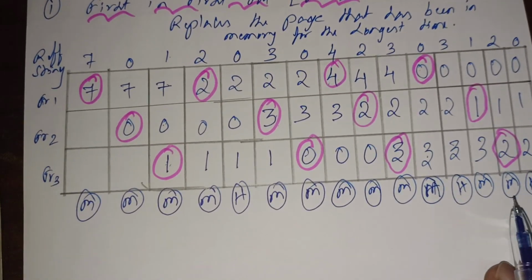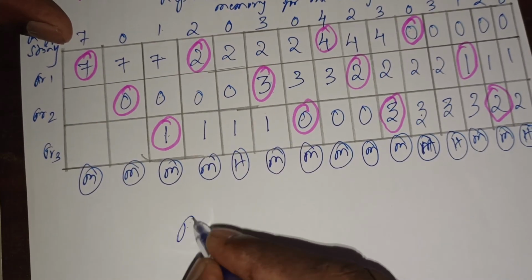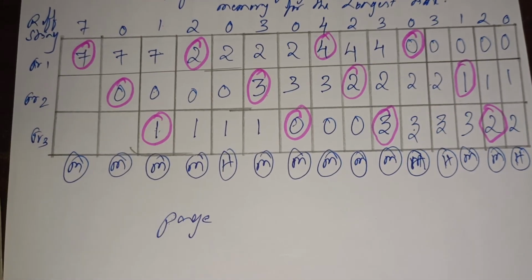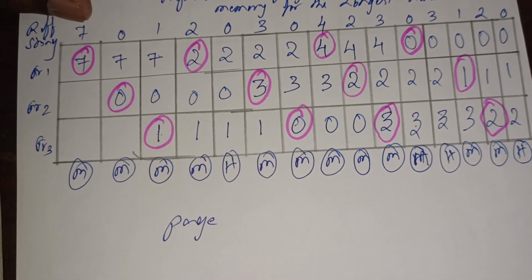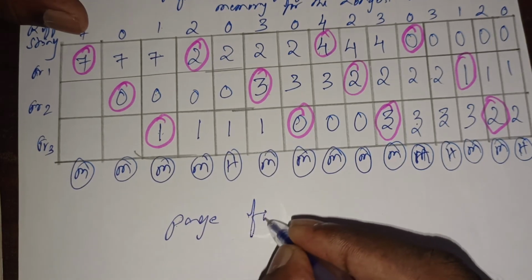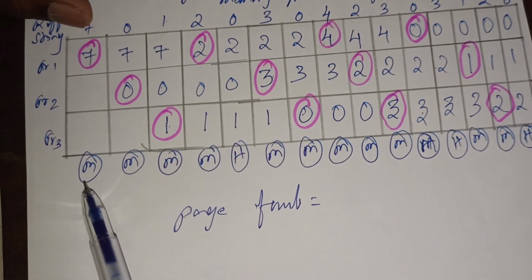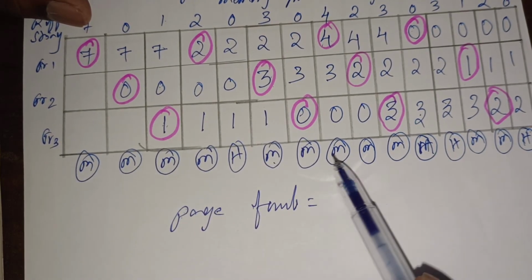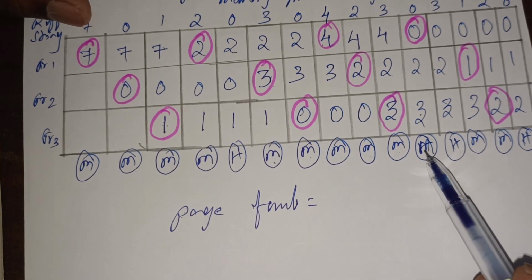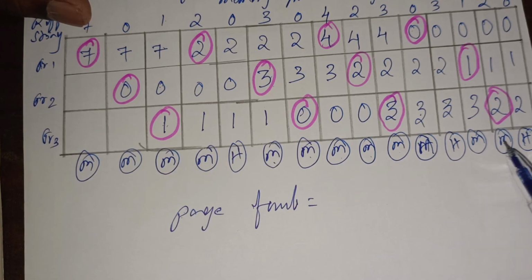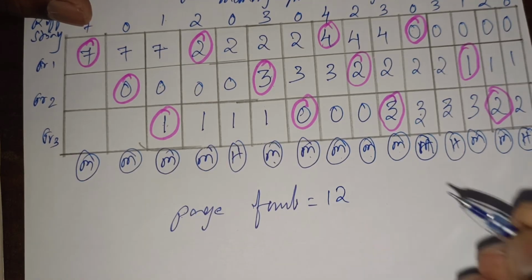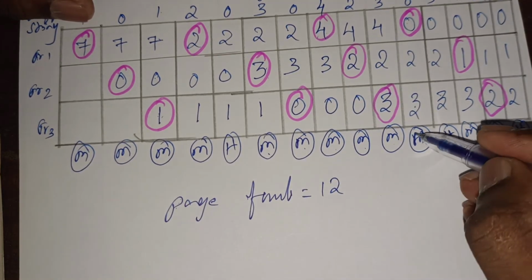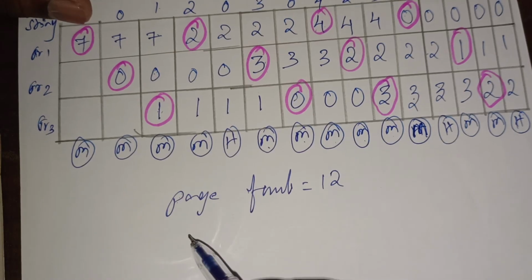Right? Now we are going to check the page fault. Say for example, what is a page fault? If the CPU requests something and it is not available in that particular location, that is a page fault. It is not available in the page. So page fault is equal to the number of misses. So we can calculate here: 1 2 3 4 5 6 7 8 9 10 11 12. Right, totally we have 12 page faults. Again we are going to count. This is a fault, that is a miss.